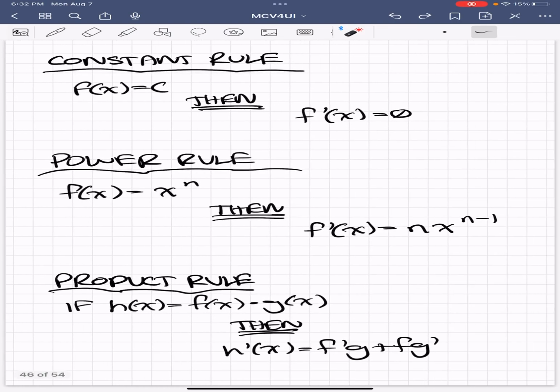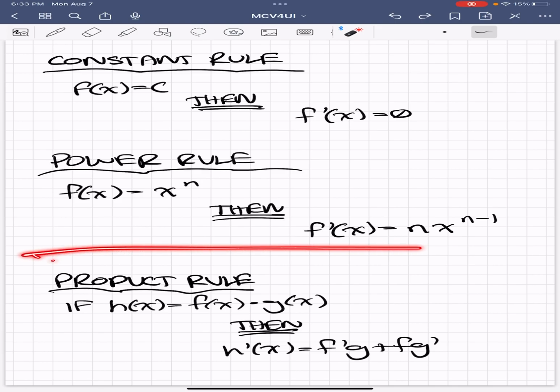Moving on, we have the constant rule. So if the function f of x equals a constant, that means just a number, like equals 8, then the derivative of that function equals 0. You need x for it to be more than 0.